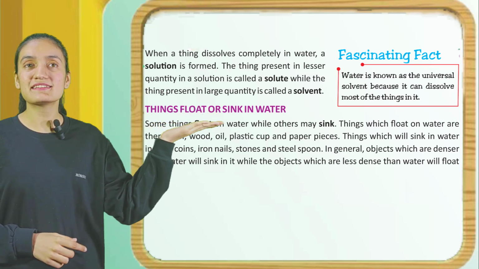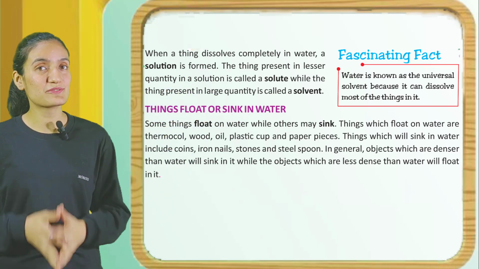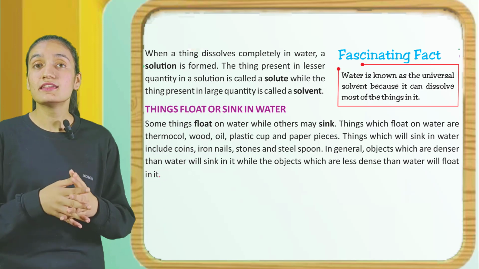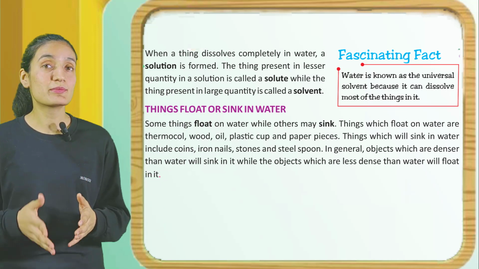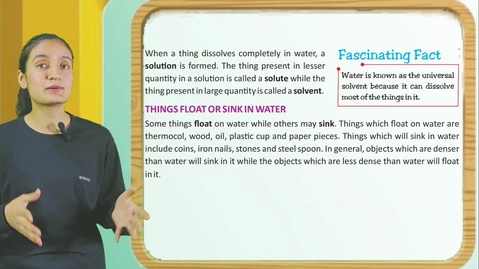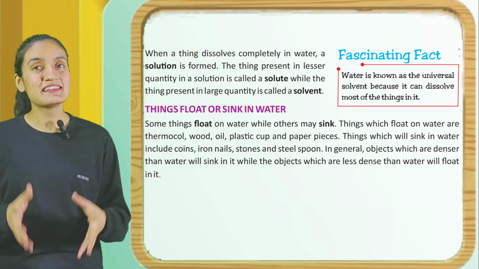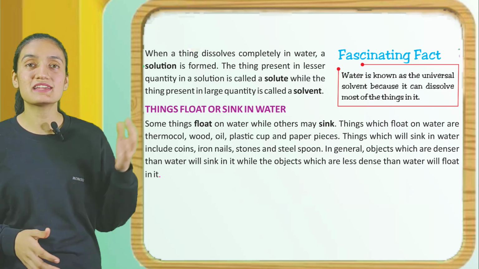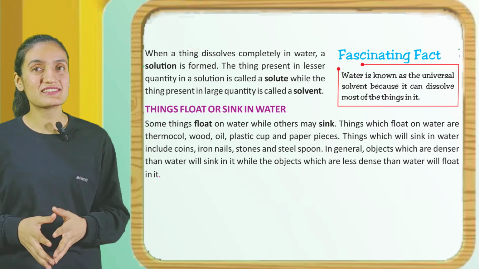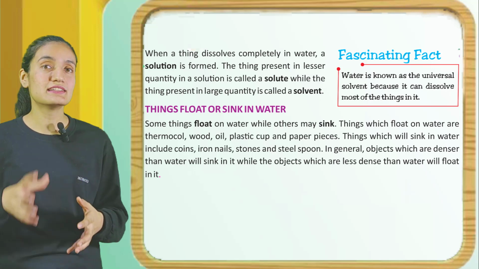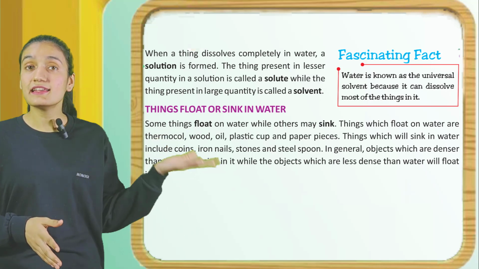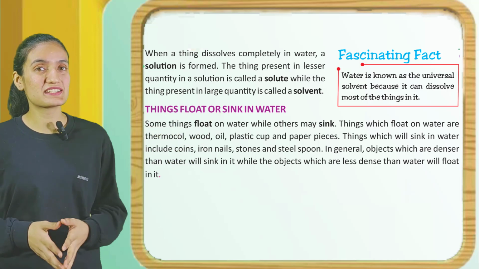Now, next topic is, things float or sink in water. Some things float on water while others may sink. Things which float on water are thermocol, wood, oil, plastic cup, and paper pieces. Things which will sink in water include coins, iron nails, stones, and steel spoons. In general, objects which are denser than water will sink in it, while the objects which are less dense than water will float in it.